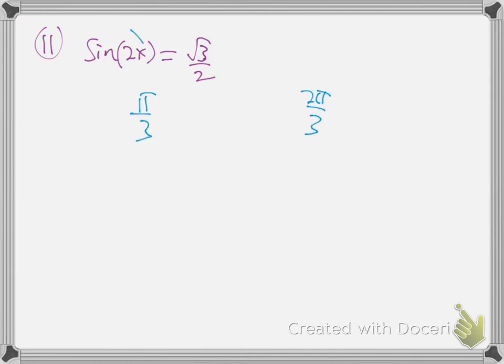Now, if this was just an x instead of a 2x, life would be so much easier. We would be done. We would say done. Pi over 3, 2 pi over 3. Type them in. We're done. But that's a 2x. Remember what we did when there's a 2x? This isn't x equals, it's 2x equals, first off.